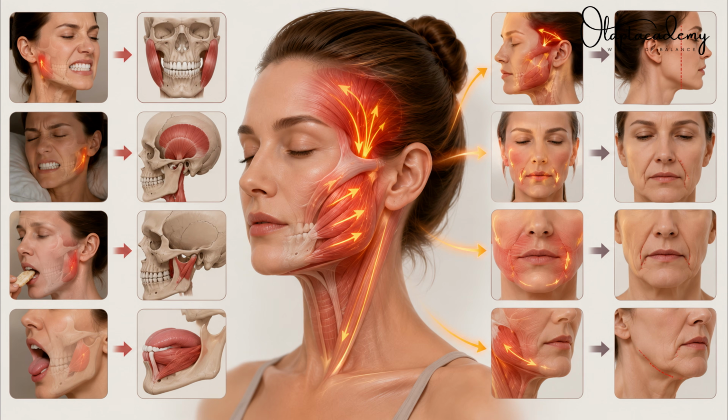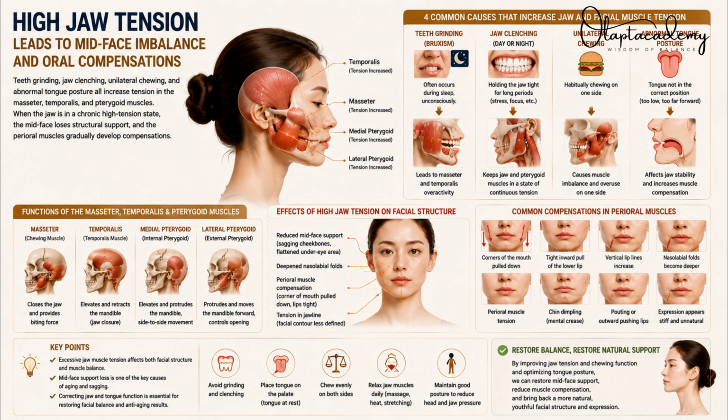Habits like teeth grinding, jaw clenching, or improper tongue posture all increase tension in the masseter, temporalis, and pterygoid muscles. When the jaw stays in high tension, the mid-face loses balance support, and the muscles around the mouth develop compensatory patterns. Restoring this flow and support is the first step to a natural lift. Stay tuned for more structural insights.